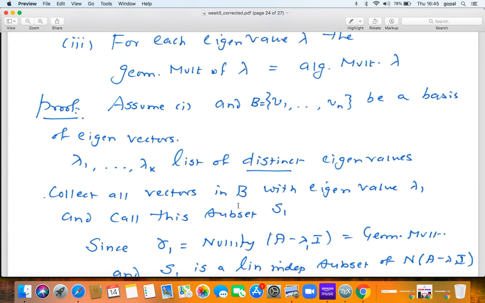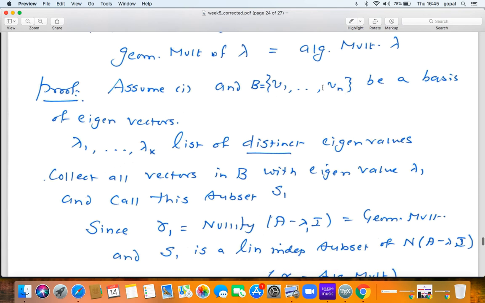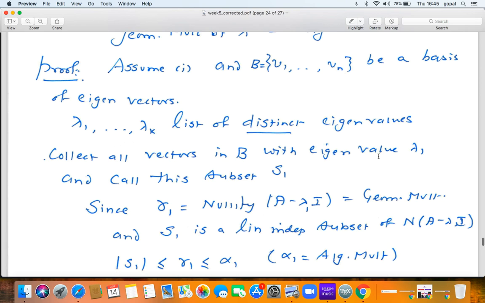So collect all those vectors in my bag B such that they correspond to eigenvalue lambda 1. So several of them may correspond to eigenvalue lambda 1. Several of them may correspond to eigenvalue lambda 2, etc. Those which correspond to eigenvalue lambda 1, call S1. Those which correspond to eigenvalue lambda 2, S2, etc. So what is little gamma 1? The geometric multiplicity of lambda 1. And that is going to be the nullity of A minus lambda 1 I.